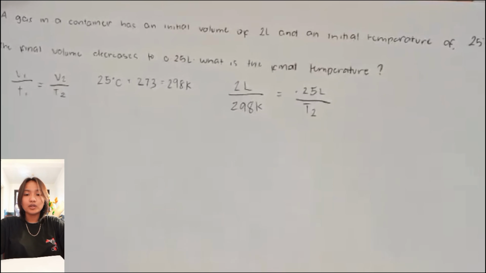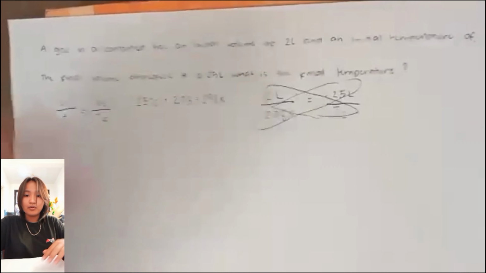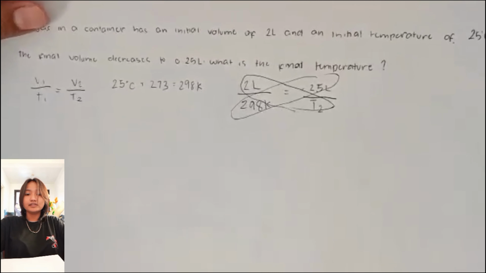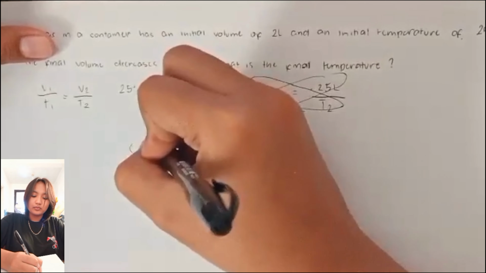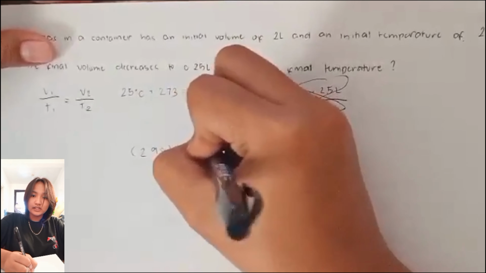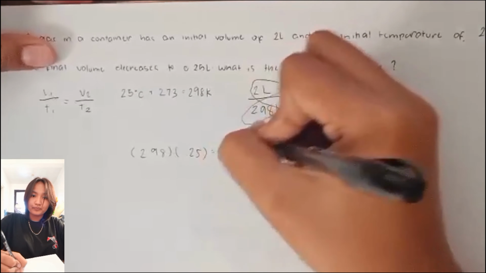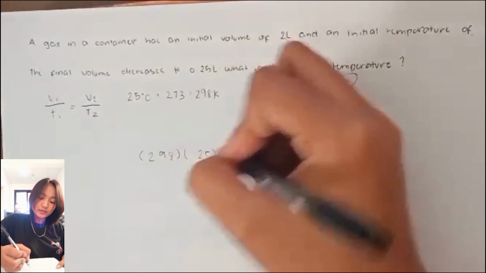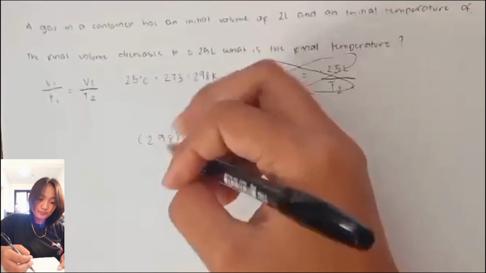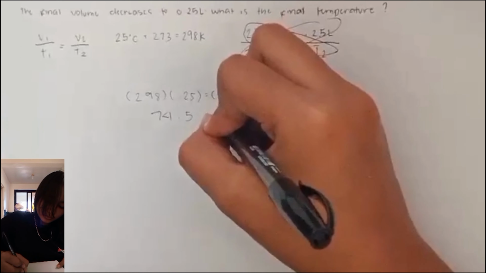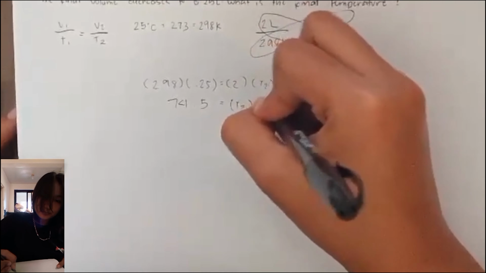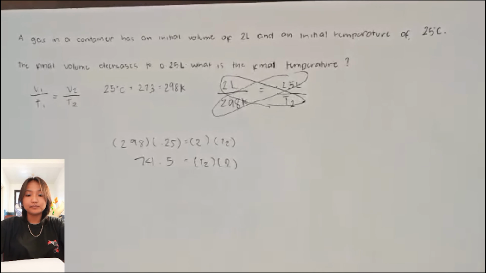So I'm going to cross multiply here. When I cross multiply, acknowledging that units are there but just for the sake of space, it's going to be 298 times 0.25 is equal to 2 times T2. 298 times 0.25 is equal to 74.5, which is equal to T2 times 2. I'm going to divide both sides by 2.